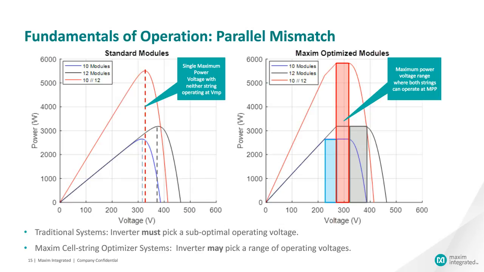at the combined voltage. When you add cell string level optimizers, you get a region of voltages at which each string can operate. So again, the blue line is the shorter string, with the blue region being the voltage at which it can contribute maximum power. The black region is the longer string and the region where it can contribute maximum power, and the red region is the two combined. The inverter has a choice of operating points at which it can set the system to extract maximum power.